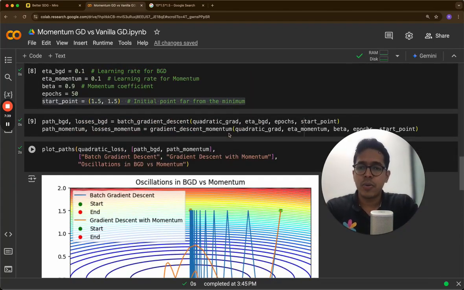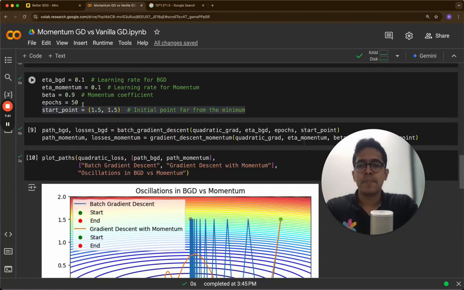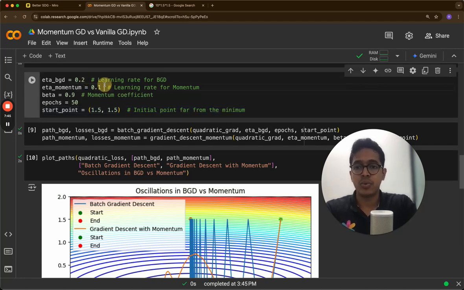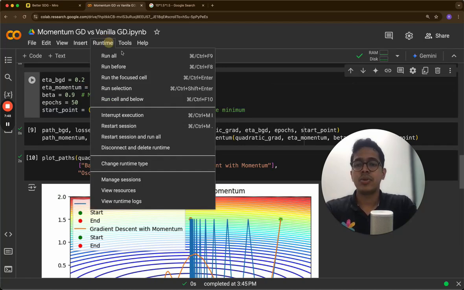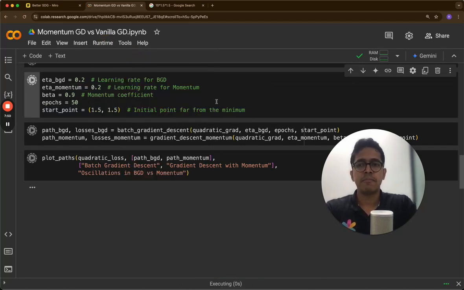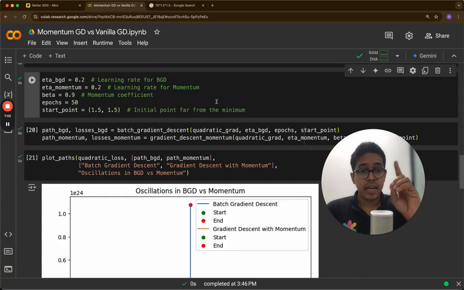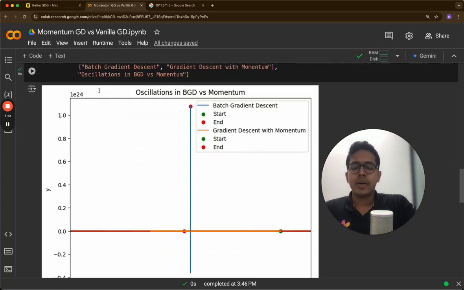I want to show you one more thing. Maybe we can play around a little bit. So let me increase the value to 0.2 in both the cases, and I want to show you something that will blow your mind. You know that when the learning rate is high, did I say momentum previously? I meant to say learning rate. So the learning rate for batch gradient descent to be 0.2, and learning rate for momentum based gradient descent also to be 0.2. And you see what's happening now.